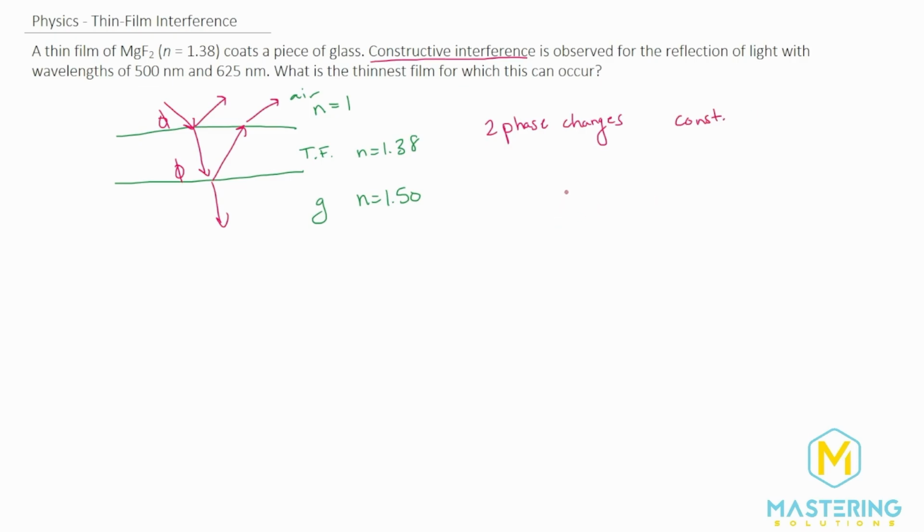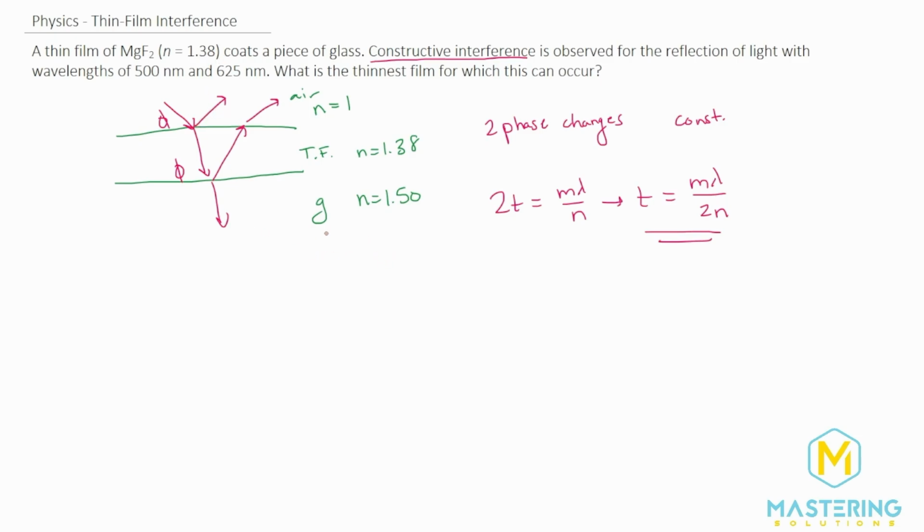The equation that we'll be using with two phase changes and constructive interference is going to be 2t is equal to m lambda over n. Now we want the thinness of the film, so if we isolate t, that's going to give us t is equal to m lambda over 2n. And so this is the equation that we'll be using for this problem. It's actually kind of a fun problem to work through. It's just tricky to set up to get there.